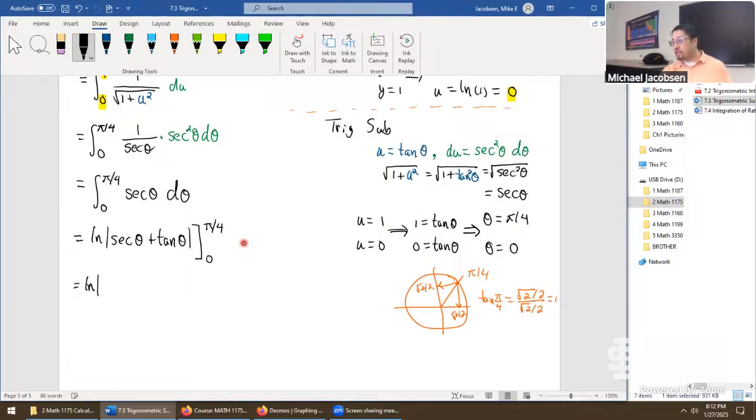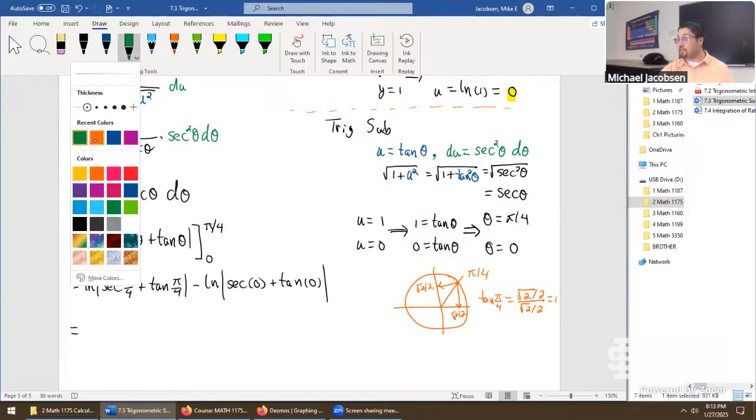We have natural log absolute value, secant pi over 4, plus tangent pi over 4, minus natural log absolute value. Now we're using lower limit, so secant 0 plus tangent 0. So if we can do all 4 of these evaluations, we'll be on our way. You know, we've done most of them actually, now that we look at it.